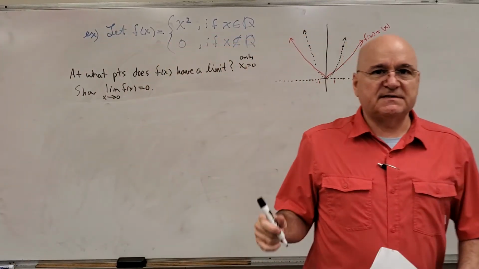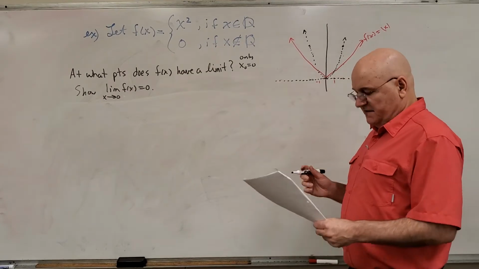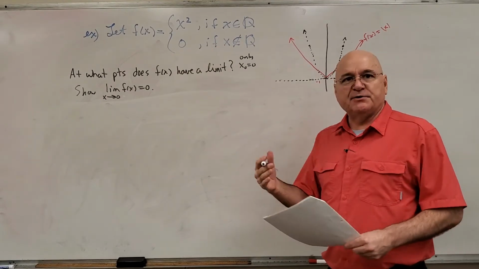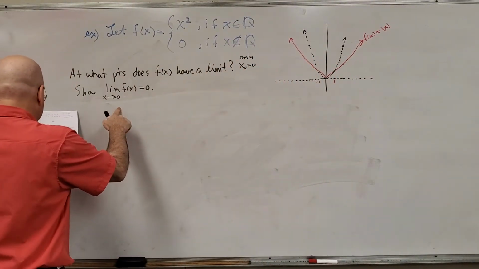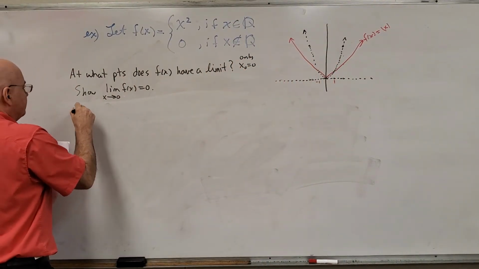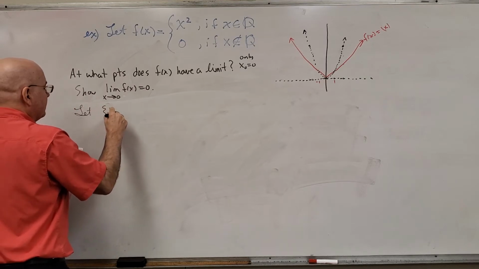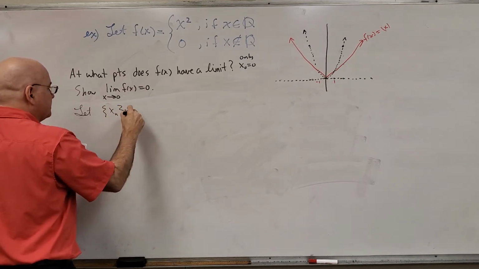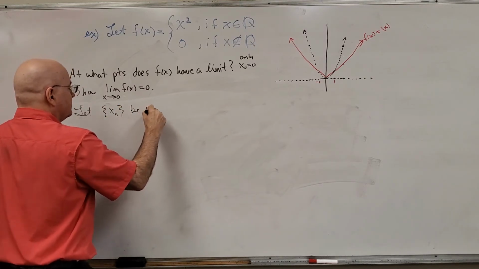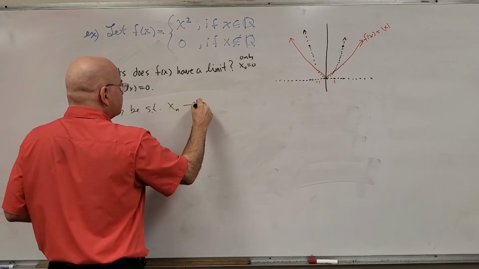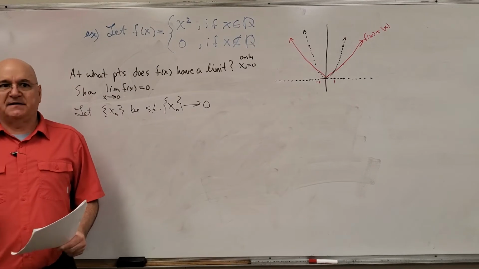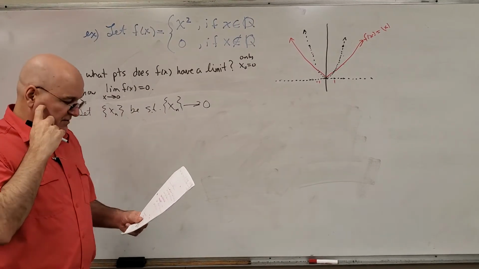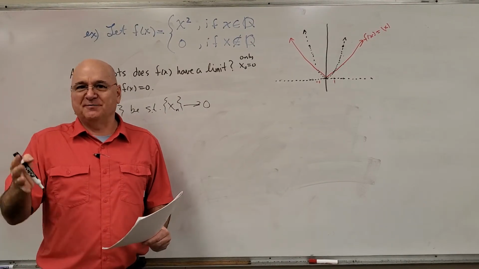Well, now let's use sequences to prove the exact same thing. So that means theorem 2.1 is going to come into play. So using sequences, we'll just say that the sequence xn is such that xn converges to 0. So we don't know if xn is rational numbers or irrational numbers. Well, we know it's one or the other. Each term is either one or the other.